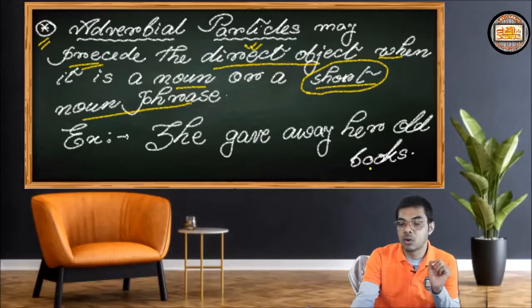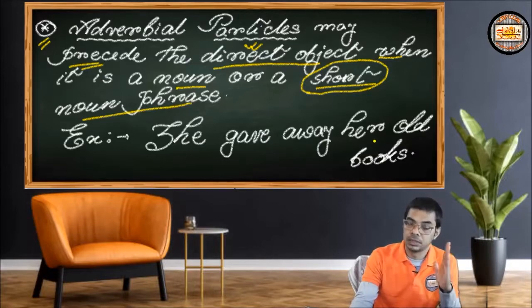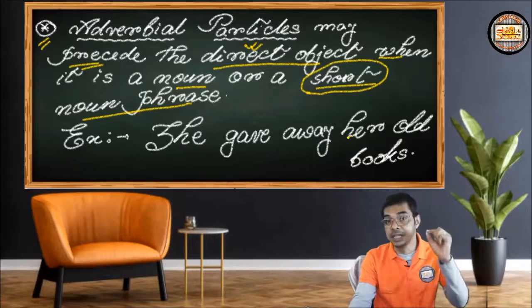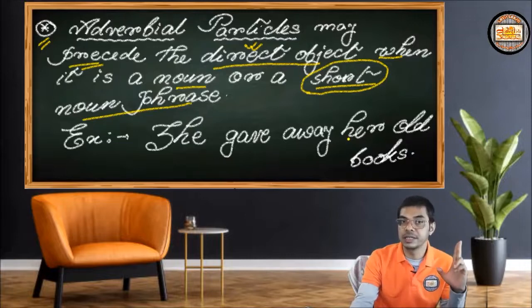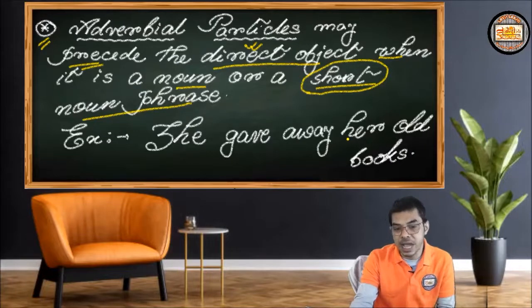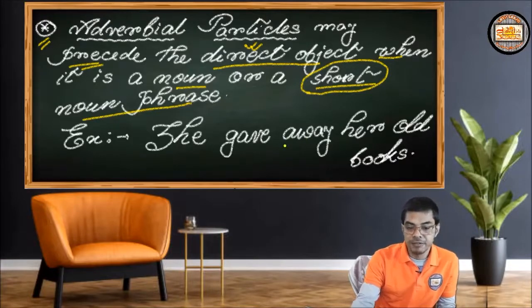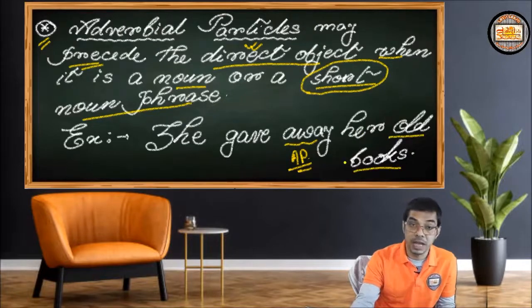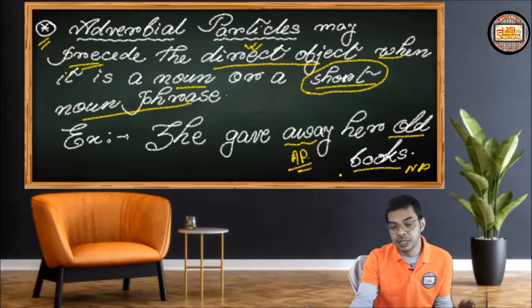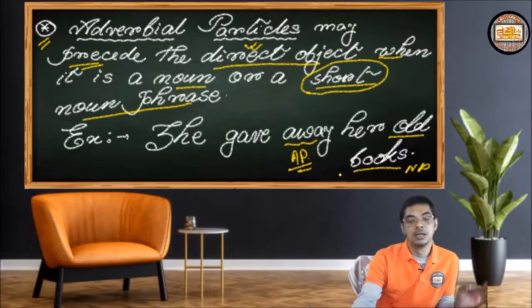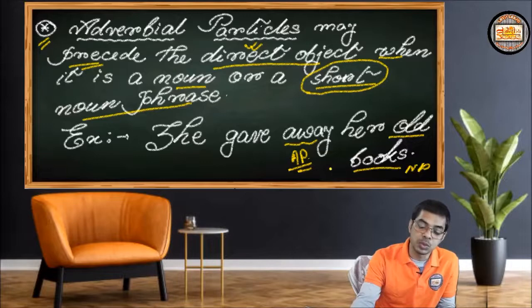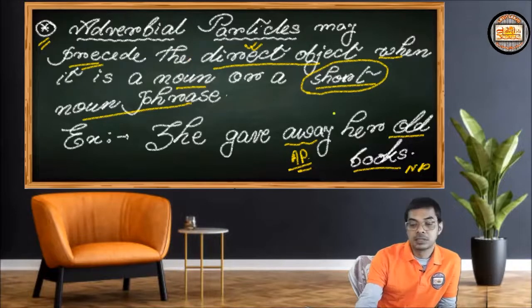She gave away her old books. If you think of the last discussion, in the third rule of our structure we learned about indirect objects. Now we are talking of direct objects. When it's a direct object, you can't put the particle after it; it would be before it. That's the rule. She gave away her old books: "away" is our adverbial particle, and "old books" is the direct object, a short noun phrase. Everything will change later. Just remember here that it's a short noun phrase used as the direct object, and we put the adverbial particle before the object.